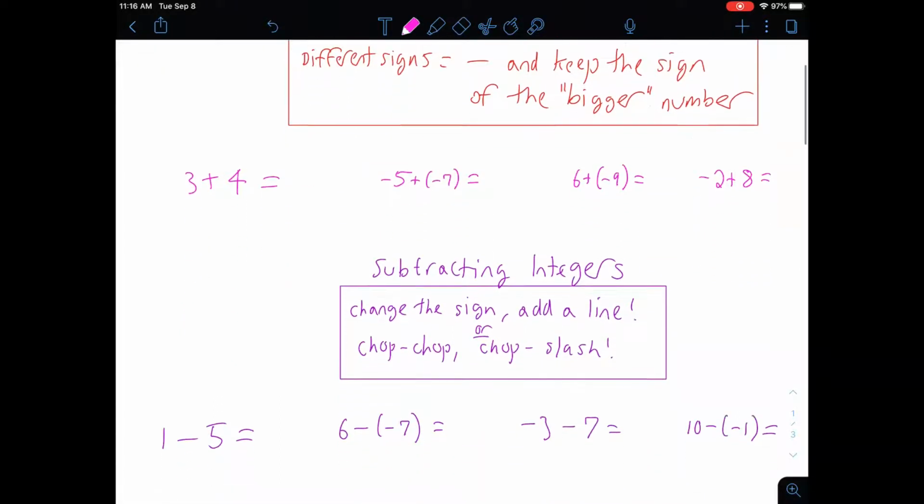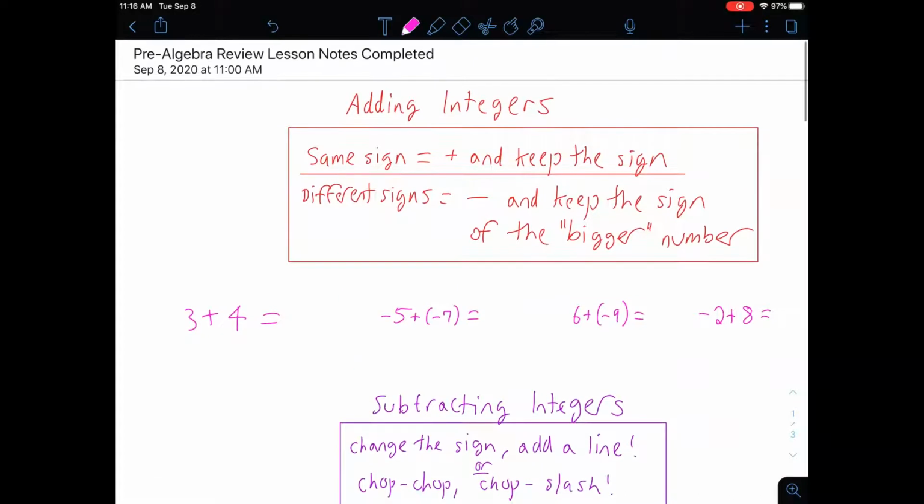So let's do a couple examples together here, and then we'll have some mixed practice at the bottom here, all right? So 3 plus 4, do we have same signs or different signs? 3 and 4 are both positive, same signs, so we're going to add them up and keep the sign. Well, 3 plus 4 is just 7, and both signs are positive, so we're going to keep the sign. It's just going to be 7 is going to be our answer.